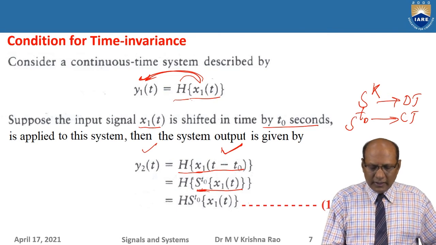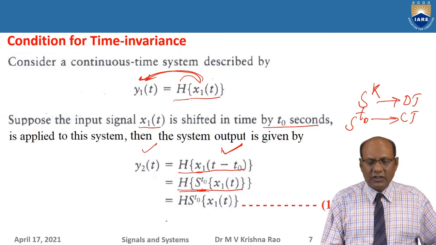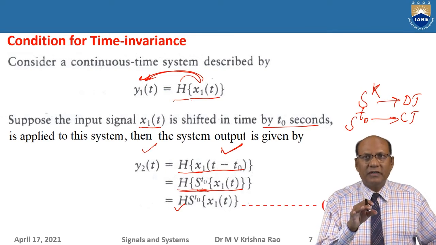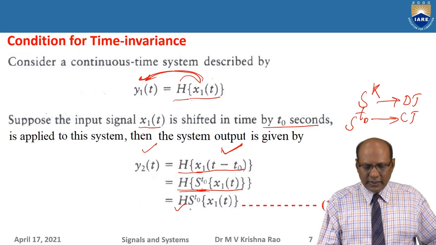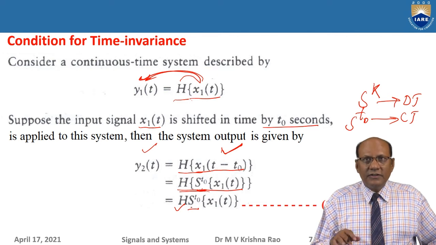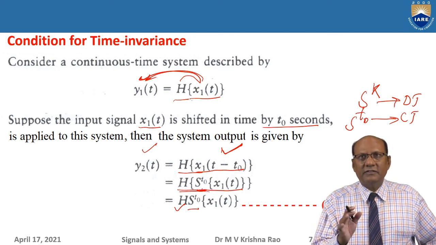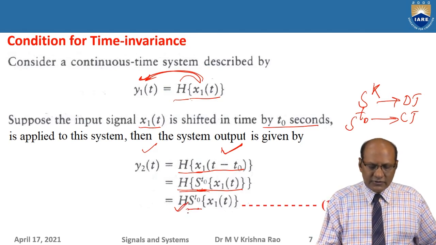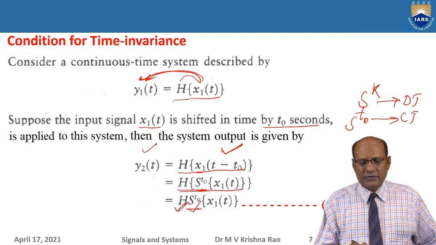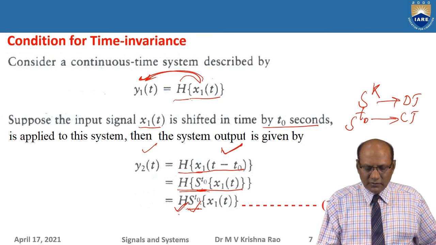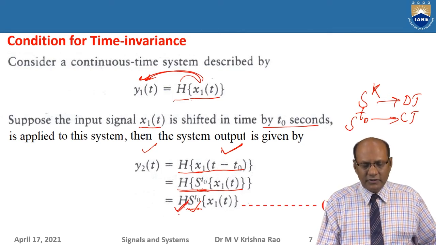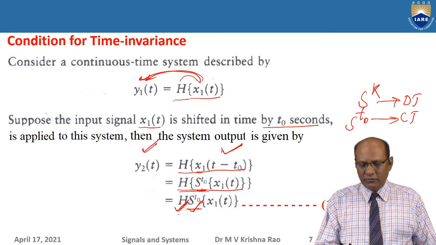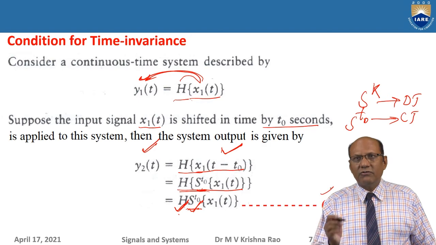Now considering these two operations. What are these two operations? One is the set of operations imposed by the system on the input. Then the other is the shifting of the signal itself, the input itself is shifting. That is the shifting operation. So one is the system operation, the other is the shift operation. If first the system operation, then the shift operation on the input, then you are getting y2 of t. Call this equation 1.